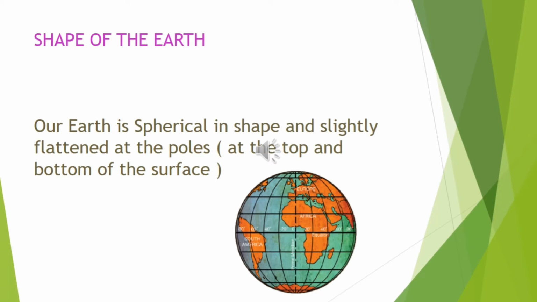Shape of the earth. As we have already learned this topic in our previous chapter, Know Your Planet, I will be briefly explaining the shape of the earth. Our earth is spherical in shape and slightly flattened at the poles. That is, our earth looks like a ball and it is slightly flat on the top and bottom surface of the earth. For example, when you look at an orange, how does it look? It looks round in shape, but it is slightly flat on the top and bottom surface. Similarly, our earth also is round in shape, but slightly flat on the top and bottom surface.